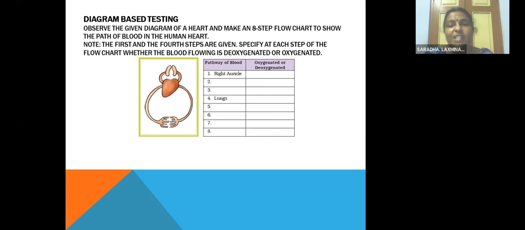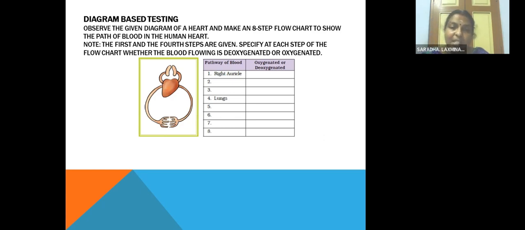So if it is going to be right auricle first, or right atrium, then it will be deoxygenated. The next comes right ventricle, again deoxygenated. Next comes pulmonary artery, which carries it to the lungs, again deoxygenated. But in the lungs, it gets oxygenated. From lungs onwards, it becomes oxygenated blood. And from lungs, it comes by pulmonary vein, again oxygenated. Pulmonary vein to left atrium, sixth one, again oxygenated. From left atrium to left ventricle, oxygenated.